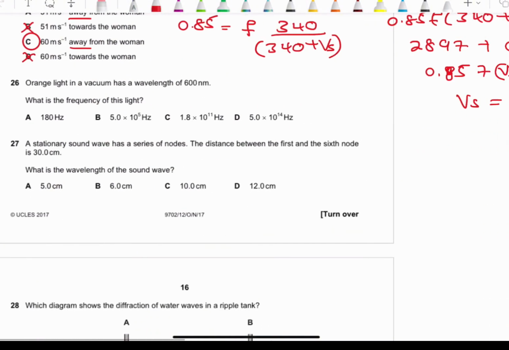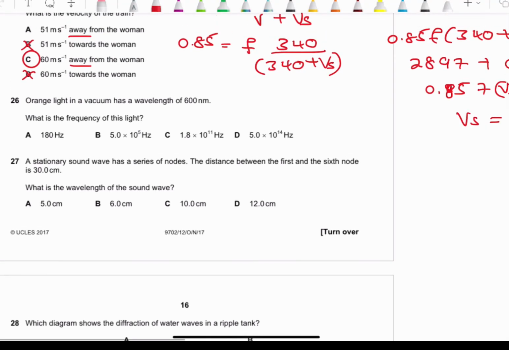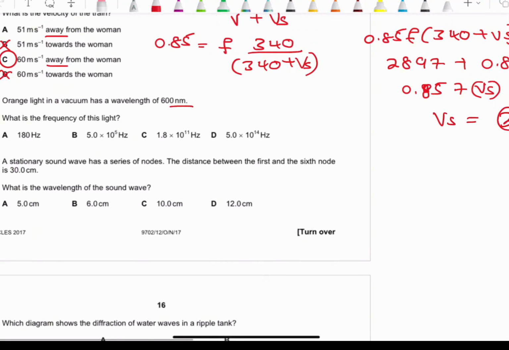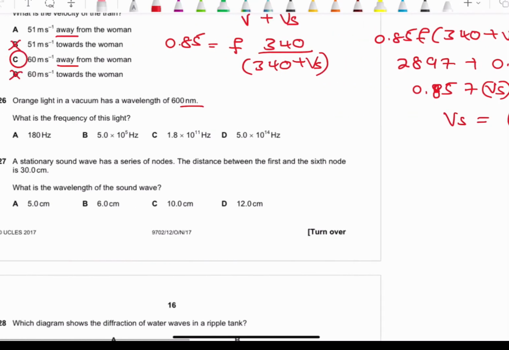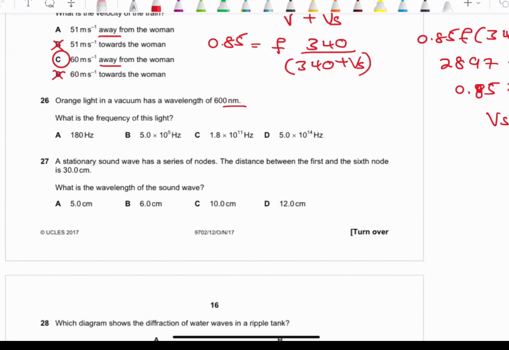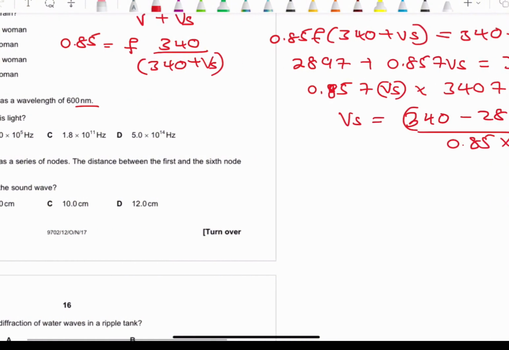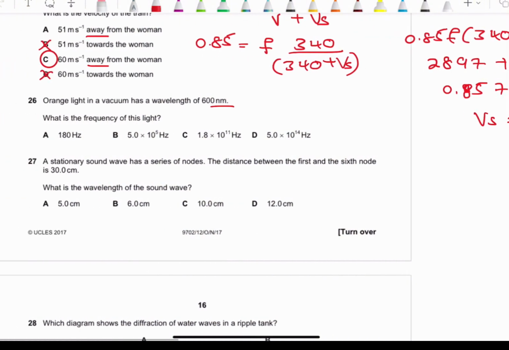Very important. Orange light in vacuum has a wavelength of 600 nanometers. What is the frequency of this light? Orange light is, my friends, actually an EMF wave, okay? We've been saying this. We know that V is actually F lambda. So the value of f will be your value of v, 3 times 10 to the power of 8, divided by the wavelength, which is 600 times 10 to the power of negative 9. Okay, so that's going to give us the value of our frequency.